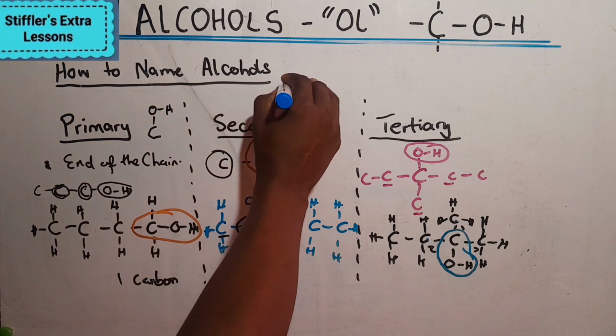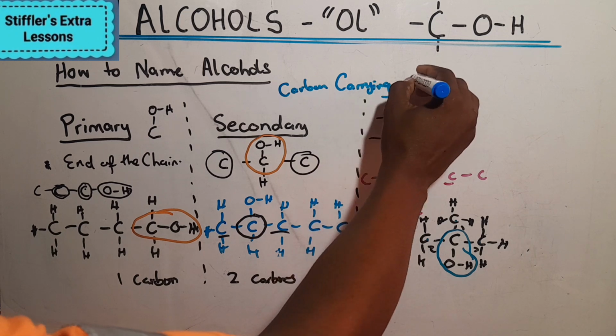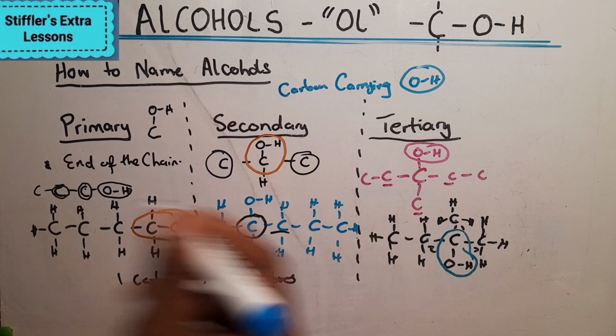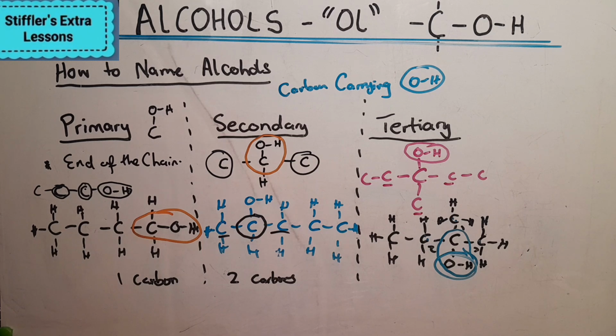You just focus on the carbon that is carrying the hydroxyl. So the carbon that is carrying the hydroxyl is the one that you focus on. If it's at the end of the chain and it's only bonded to one other carbon, then that's a primary alcohol. If it is bonded to two other carbons and it's in the middle of the chain, that's a secondary alcohol. And on the tertiary, the carbon that is carrying the hydroxyl is bonded to three other carbons like that. I hope you got the difference between primary, secondary, and tertiary alcohol, right?